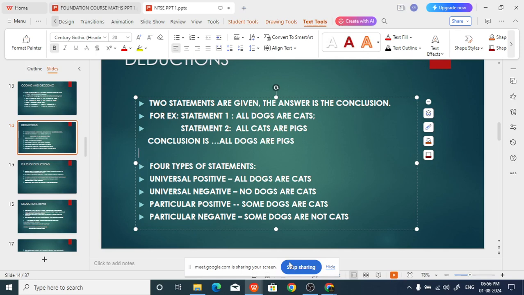All dogs are cats. Universal positive. No dogs are cats. Universal negative. Some dogs are cats. Particular positive. Some dogs are not cats. Particular negative.